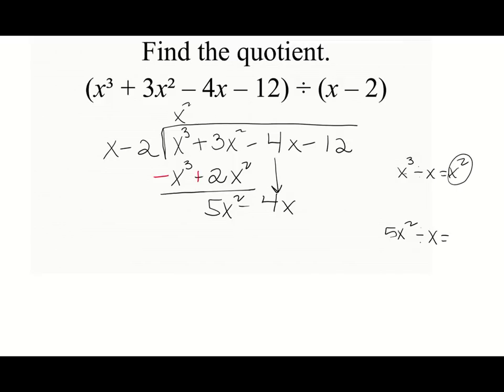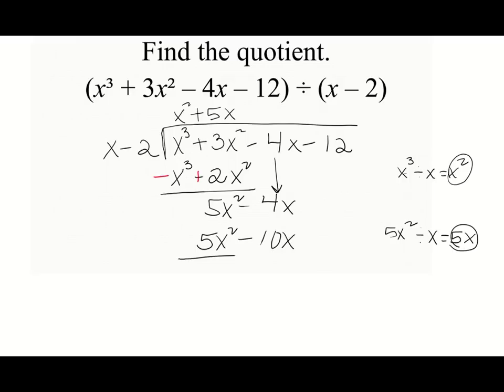What am I left with? Well, 5 divided by 1 is 5, and x squared divided by x is 1x. So this is going to go up top plus 5x. And I'm going to take that and multiply it. So 5x times x is 5x squared, and 5x times negative 2 is negative 10x.